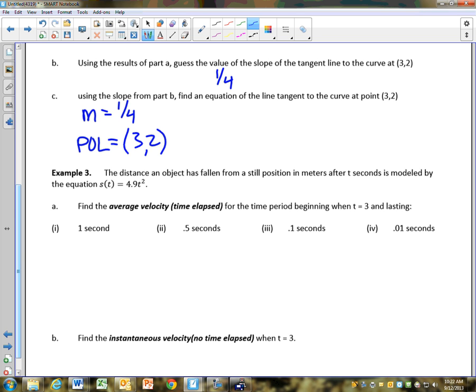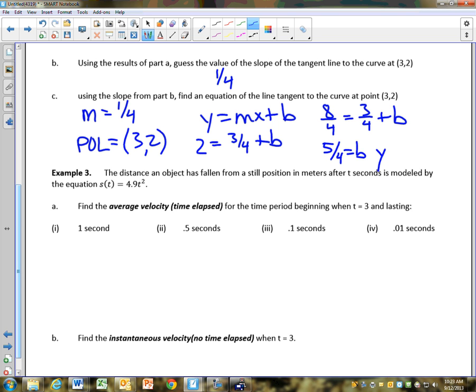Okay? So I have y equals mx plus b. I have 2 is equal to 3/4 times 3 plus b, or 8/4 is equal to 3/4 plus b. Subtract over, I get 5/4 is equal to b. Or my equation is y equals 1/4 x plus 5 over 4.